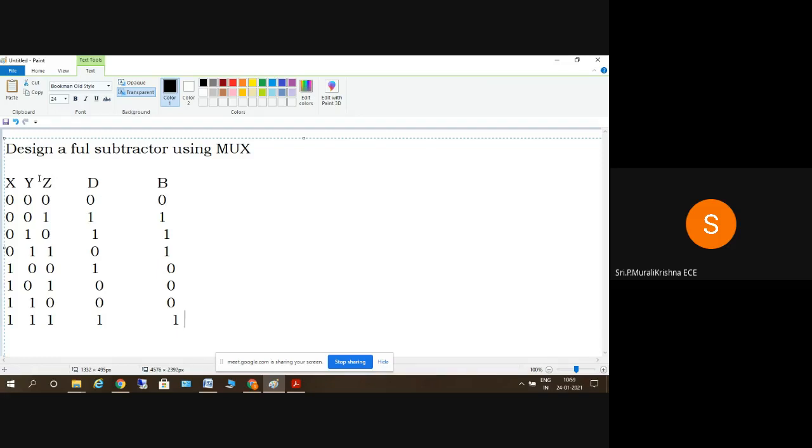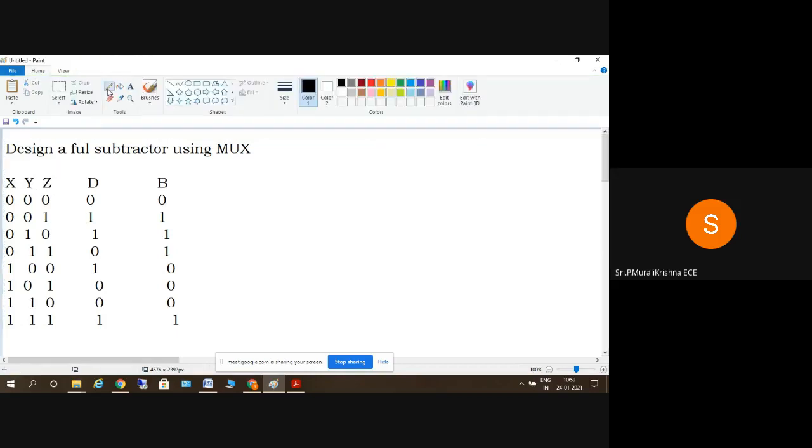Okay, so these are the inputs here, x, y, z. So there are eight possible combinations here. Out of this, x, y will be the selection lines, just like the previous case. So group the similar selection lines, x, y, and the outputs will be in terms of z. So difference and borrow will be in terms of z here.